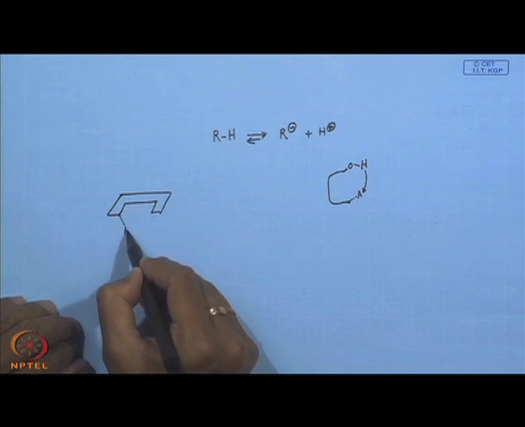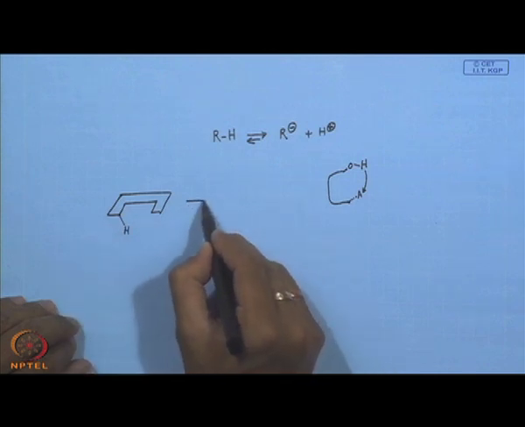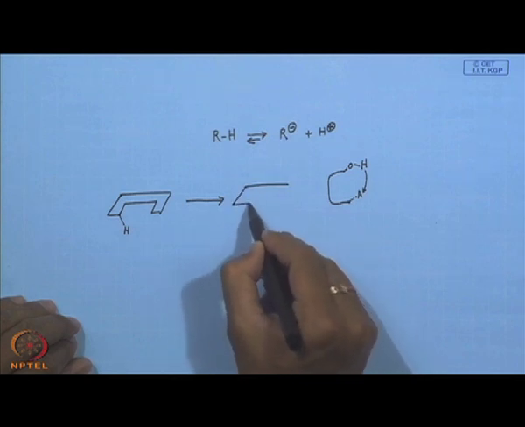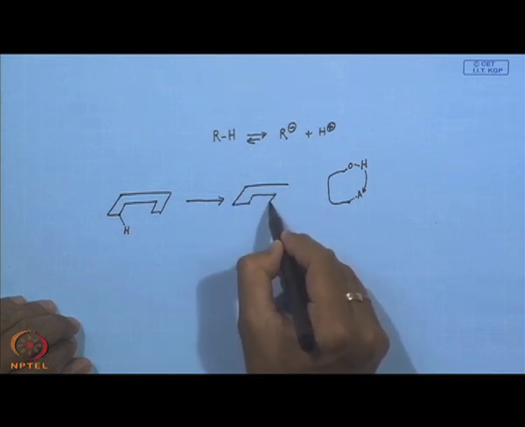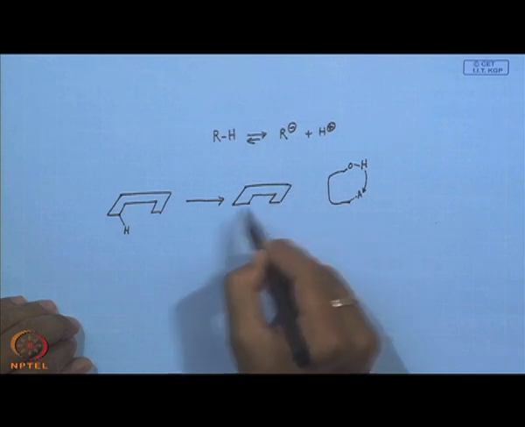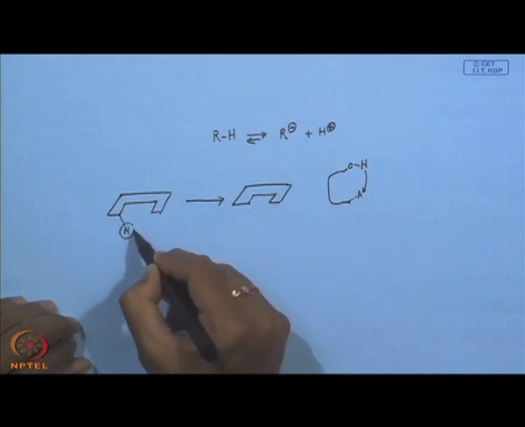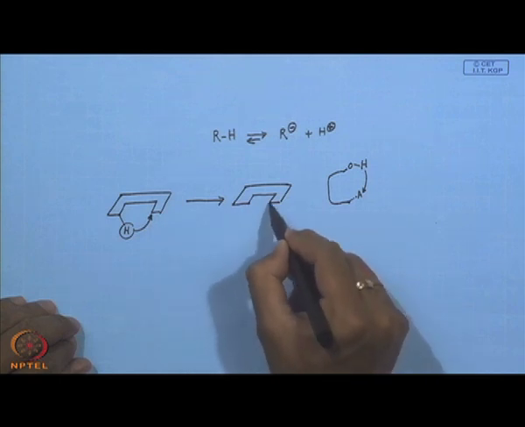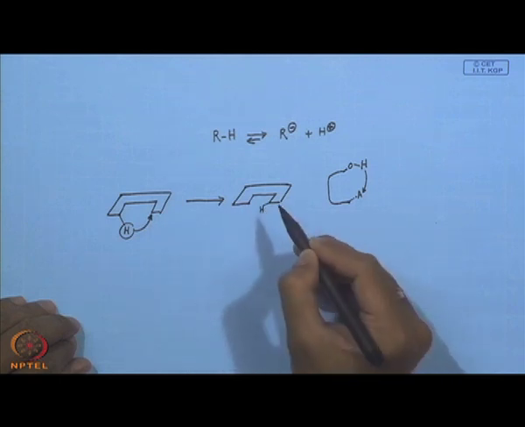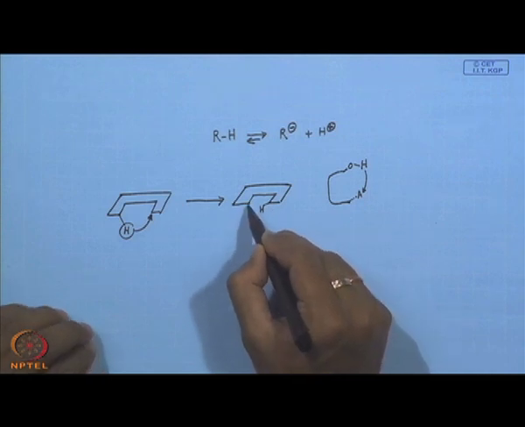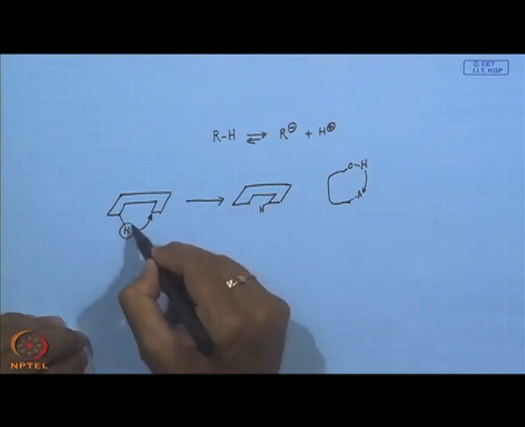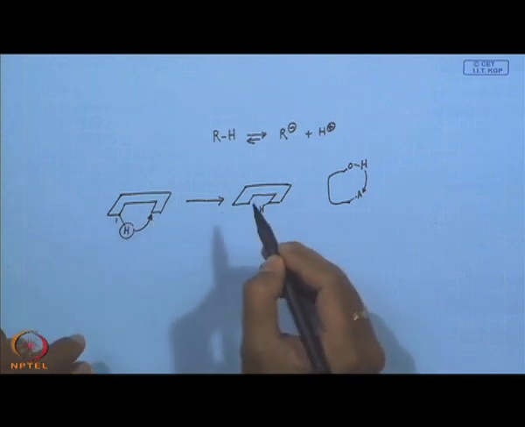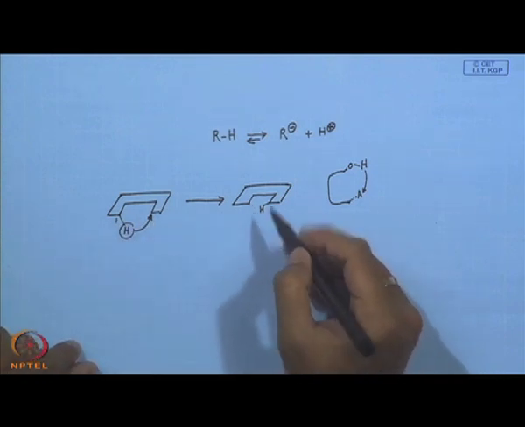Okay, initially the proton is here, and then what is happening is that you have another system where this proton is shifted from here to here. So, the proton is now attached over here. Initially it was at one position, now it is transferred to a position x. So, it is a 1x type of transfer.